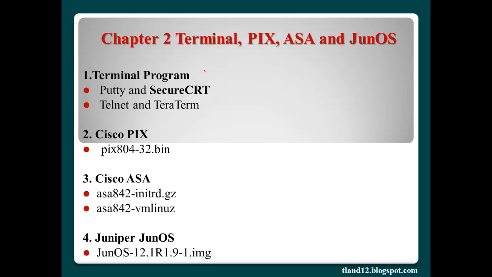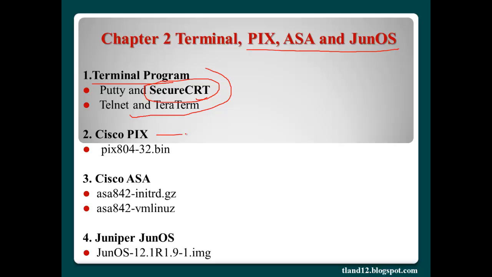Chapter 2, the terminal, the PIX, ASA, and GNOS. When you begin to use the router and switch, or the PIX and ASA as a firewall, and Juniper OS, normally you need a terminal program. GNS3 normally supports this kind of terminal program: PuTTY, SecureCRT, Telnet, or Tera Term like this. In my case, I will use SecureCRT.